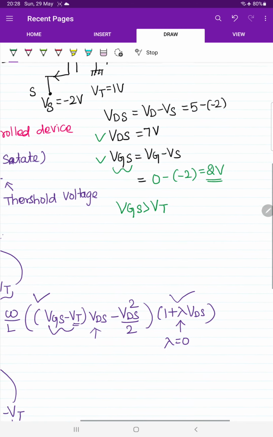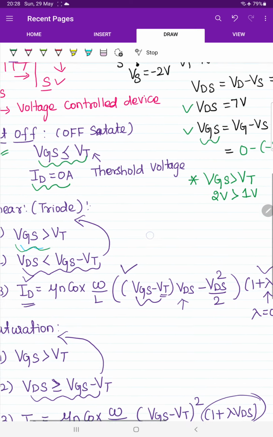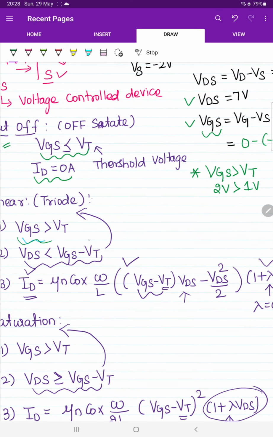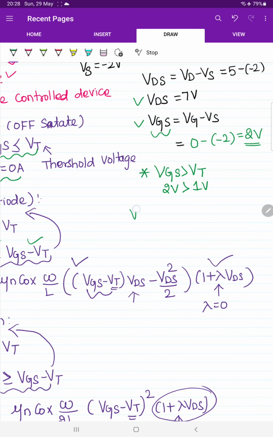So here condition is satisfied that the value of VGS is 2 voltage. It is greater than the value of threshold voltage 1. Next, we have to check. We have to identify the value of VGS minus VT in order to know the region of operation. Let us go through that. VGS minus VT is how much? The value of VGS is 2 voltage minus VT is 1 voltage. Of course, it is 1 voltage, sir.